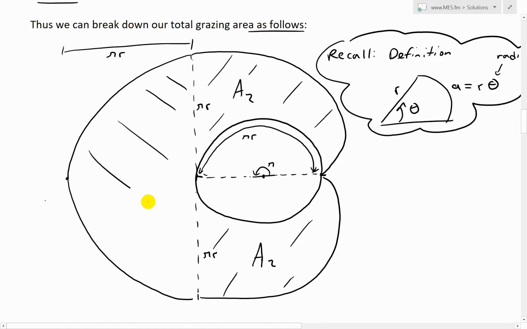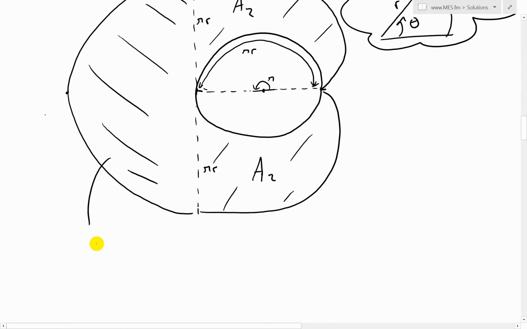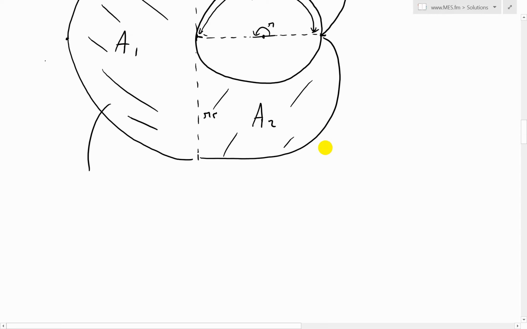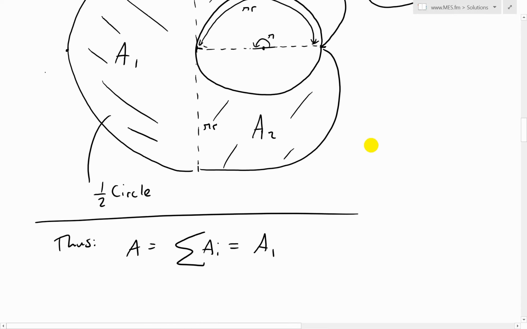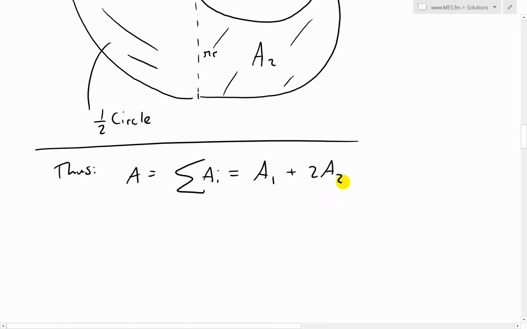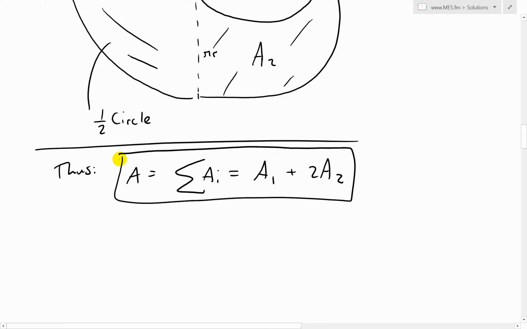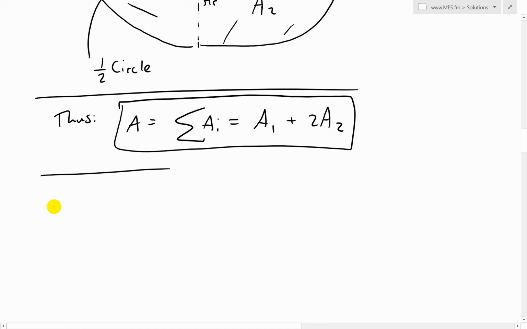I'll draw lines across like that. Now I'll call this A1, and put A1 inside here. So that's our A1, and this is just half of a circle. Thus what we have is the total area. I'll write this as A equals the summation of the areas, that just equals A1 plus 2 times A2. That is our basic formula, and now we can solve A1 pretty easily.